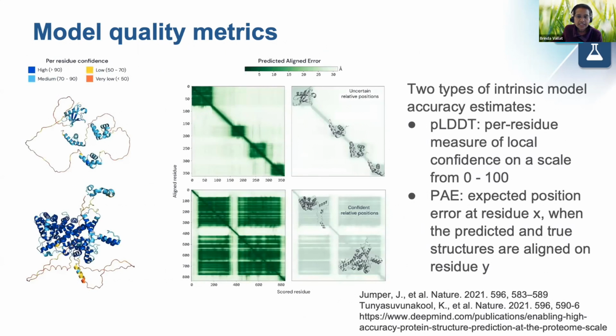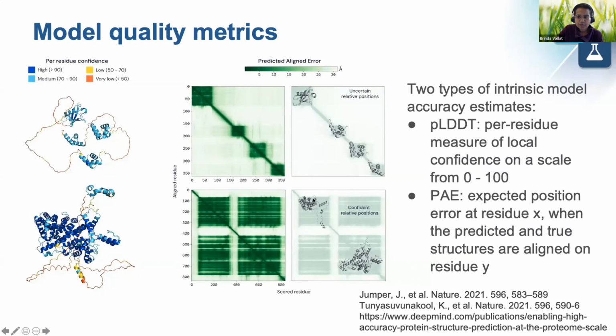I want to quickly touch upon model quality metrics when it comes to computed structure models. Although these computed structure models generated with the recent machine learning approaches have become increasingly accurate, it is important to look at the model quality estimates for these predictions, because these estimates can be used to evaluate these models and assess their suitability for specific downstream applications.